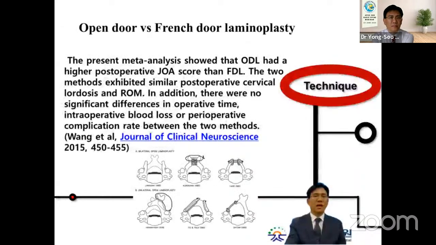The present meta-analysis shows open-door laminoplasty had a higher post-operative JOA score than French-door laminoplasty. The two methods had similar post-operative cervical lordosis and range of motion. In addition, there were no differences in operating time, intraoperative blood loss, or perioperative complications.